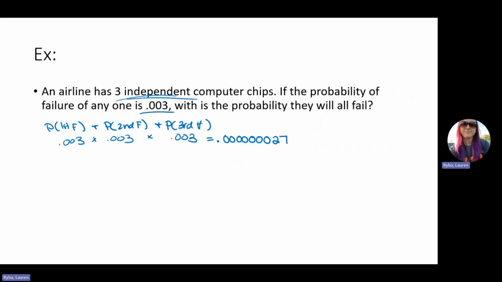This is why things like airlines have more than one backup, because if the first one fails, they have a backup. And then if the backup fails, they have a backup to that one. And as long as their failure rates are very, very small, the fact that they would all fail in a single flight is going to be extremely unlikely.